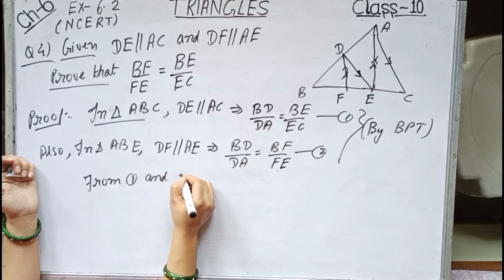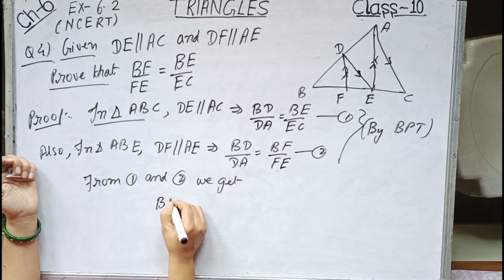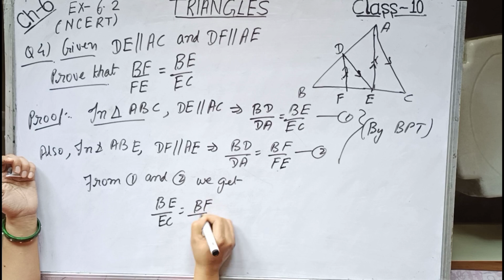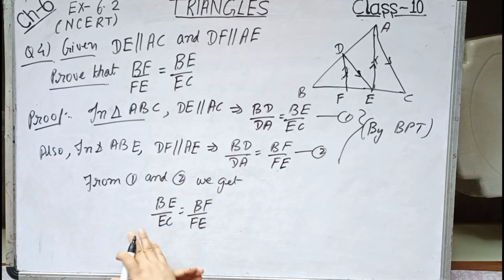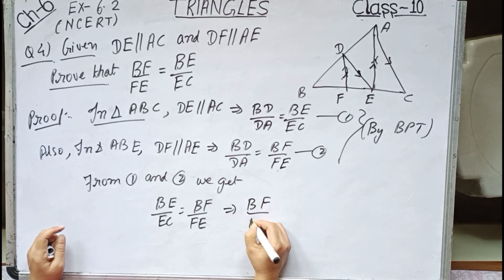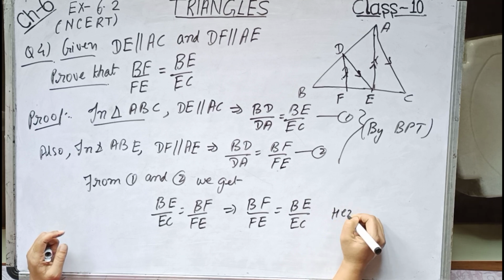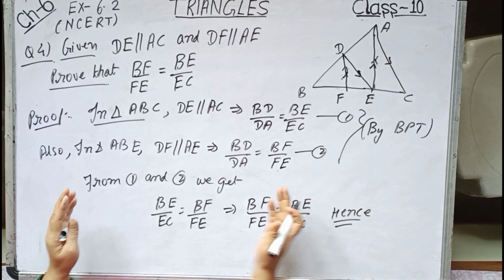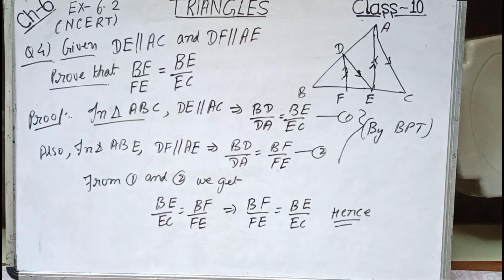Now from equation 1 and 2 we can see that LHS is equal. From 1 and 2 we get BE by EC equals BF by FE. And you can see this is the proof part, we only have to reverse it. This implies BF by FE equals BE by EC, and hence proved. So always target the triangle in which you can get this pair of parallel lines, and you will get the solution.